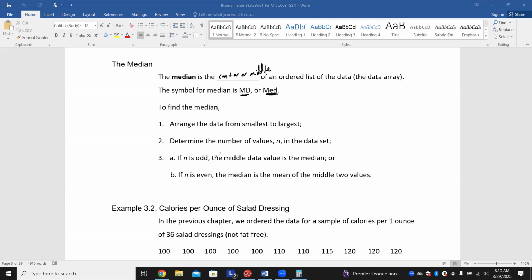3A, if n is odd, the middle data value is the median. If n is even, the median is the mean of the middle two values. Meaning if you have an odd number, you'll land on a number. So you'll have like 5 numbers on one side, 5 numbers on the other side, and the 11th number, the one in the middle, will be your median. Versus if you have an even number, you'll have 5 and 5, there's 10, so there's not a number in the middle. So what we do is we find the mean or the average between the two numbers, 5 and 6, to find that average. And I'll show you some examples of that here in a second.